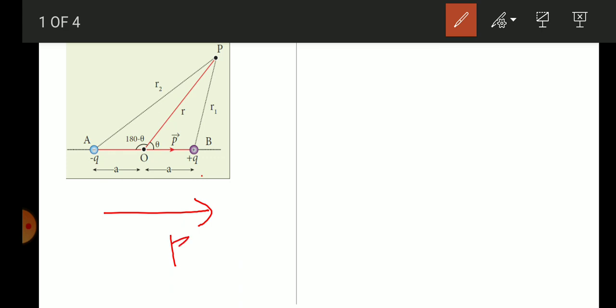And in this diagram, POB makes an angle theta. Then surely the remaining angle will be 180 minus theta, because it's a straight line. In a straight line the total angle is 180 degrees. So if this is theta, then the remaining will be 180 minus theta.